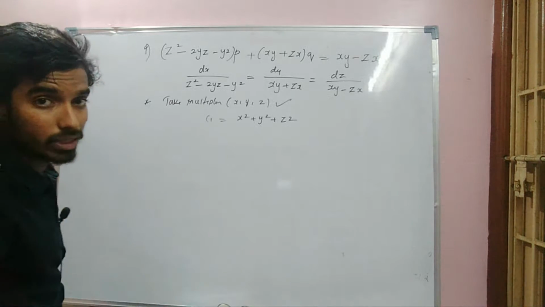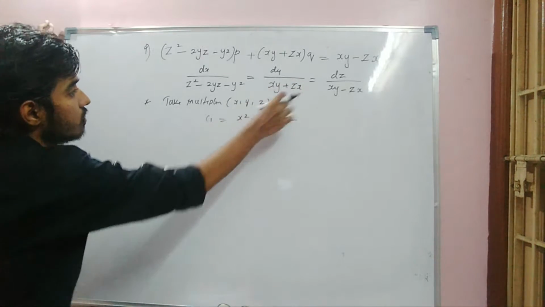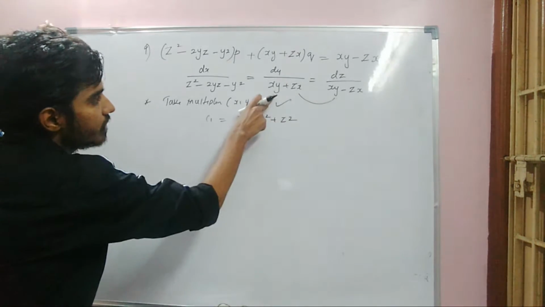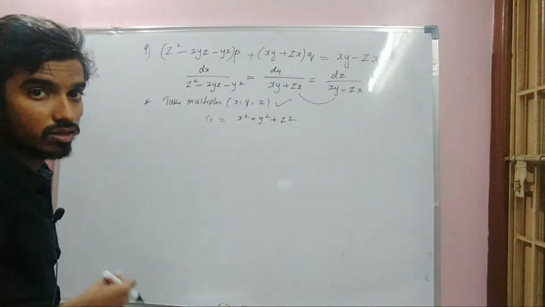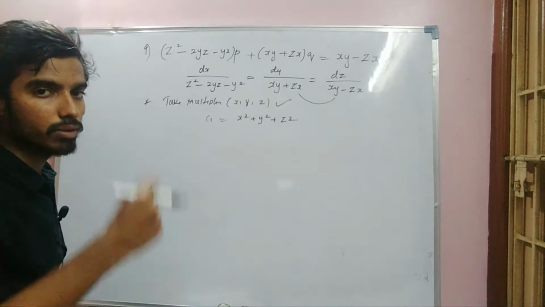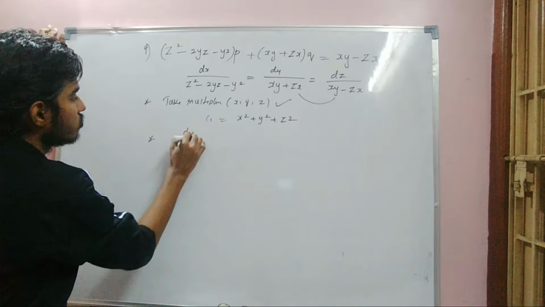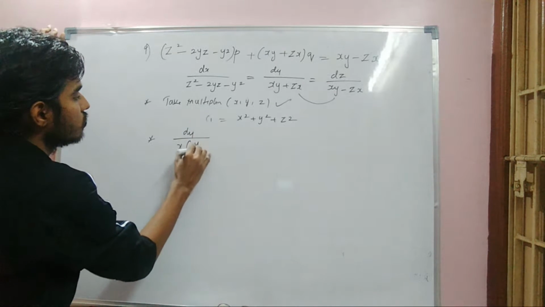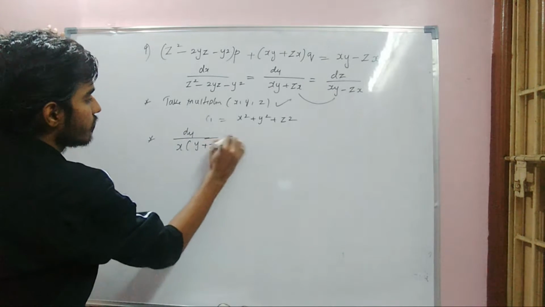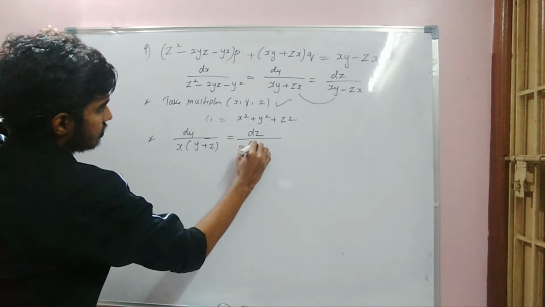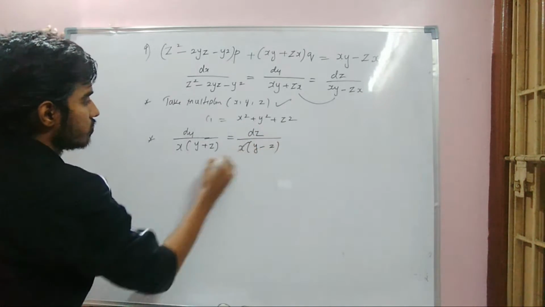You can also find some other multiplier, or else you can group this term and this term, because if I take x common here and if I take x common here, one x will get cancelled. So one variable is reduced. So if one variable is reduced, we can use grouping. So dy divided by x into y plus z is equal to dz divided by x into y minus z. So this will get cancelled.